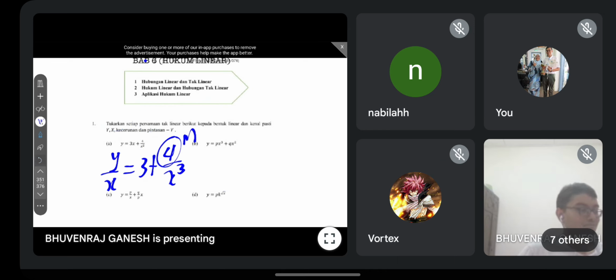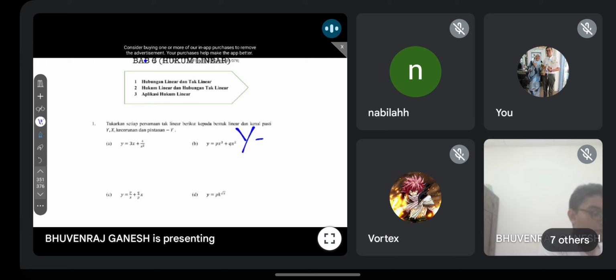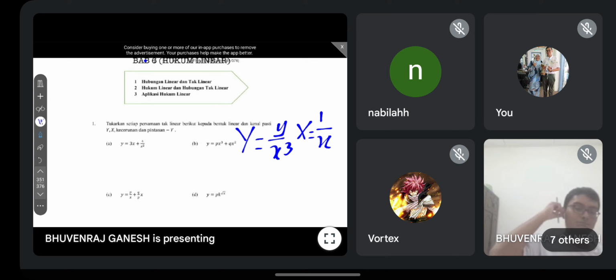Okay, good. Okay, so let's say part B, I want my y-axis is y over x cubed. And then my x-axis is 1 over x. So can anyone tell me what should I do here? Apa saya perlu buat untuk tukarkan?